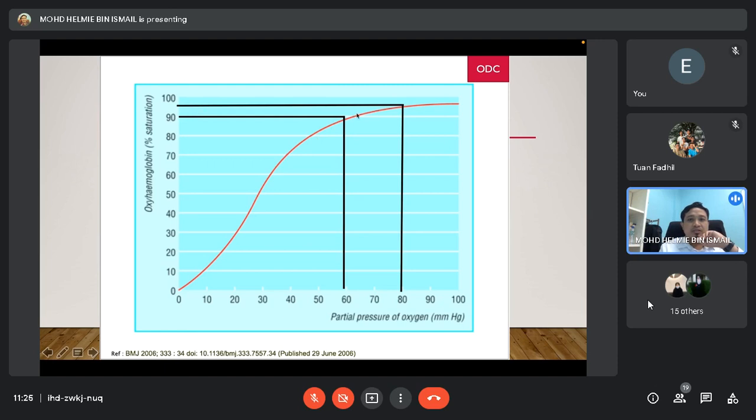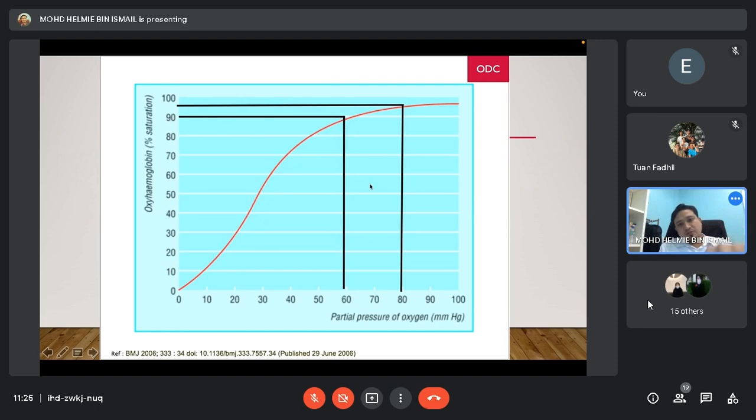Okay. So based on this graph, you have a flat part and also another part, what is it? I don't remember. Sorry.